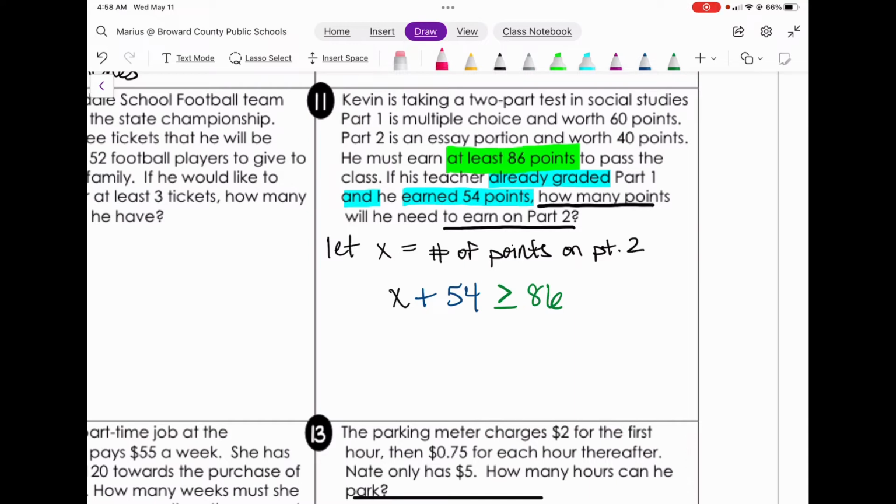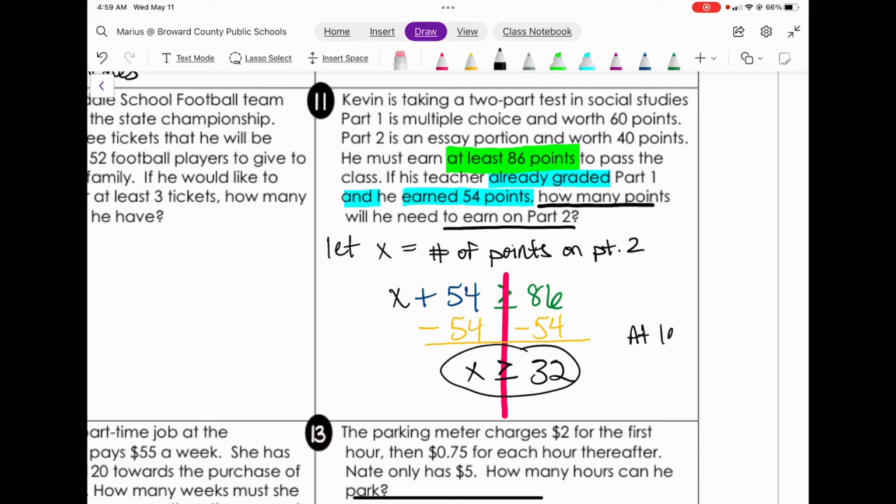So now, if we're solving this, remember I like to draw my line down the middle. We're going to start by using our additive inverse, which is negative 54. So we're going to subtract 54 on both sides. And when we do that, x becomes greater than or equal to 32. So, who is this? Kevin needs at least 32 points or more.